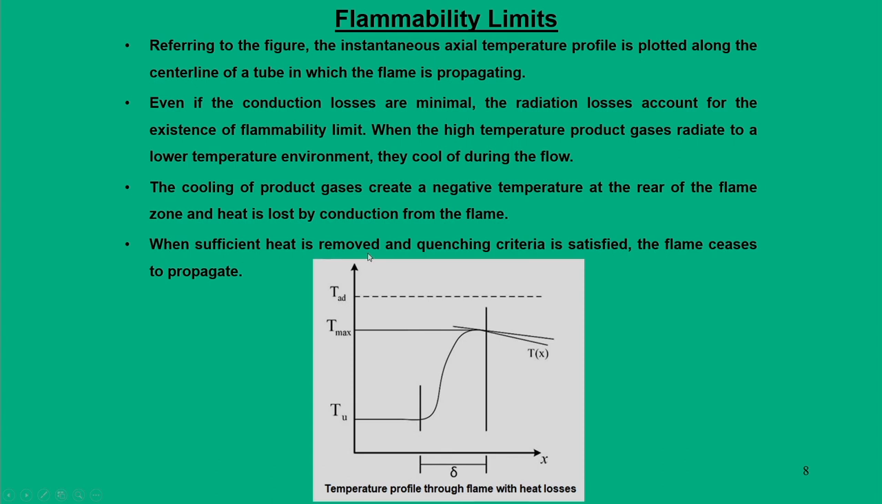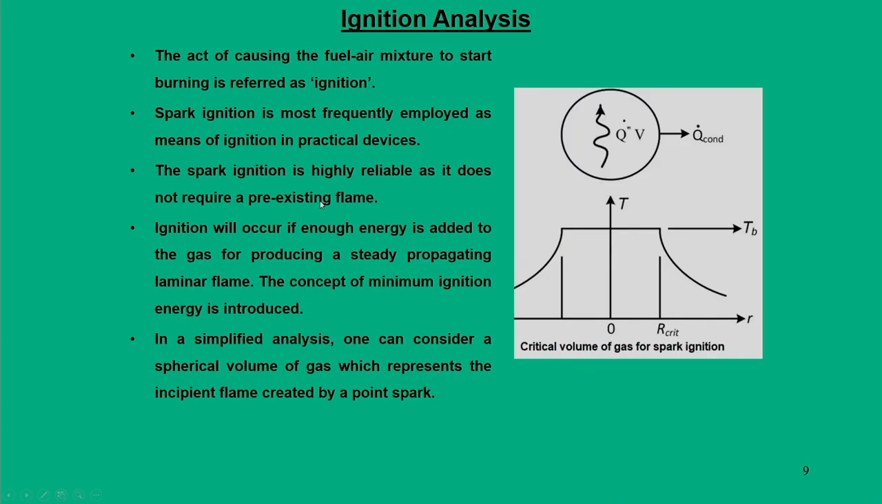When sufficient heat is removed, the quenching criterion is satisfied. So, the flame ceases to propagate, that means the flame does not move further. If more and more heat is taken away from this flame, the flame does not have the strength to propagate further, so it extinguishes. So, the flammability limit decides what maximum temperature the flame can attain, and at the same time whether a sustained flame can remain or not. The next important topic of discussion is ignition.